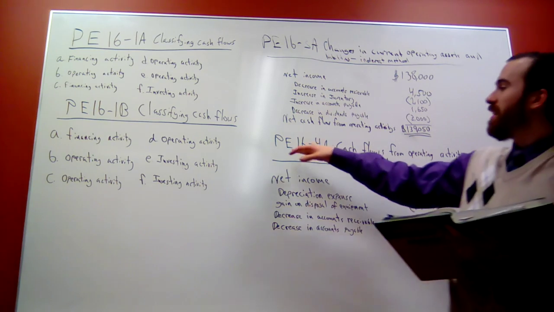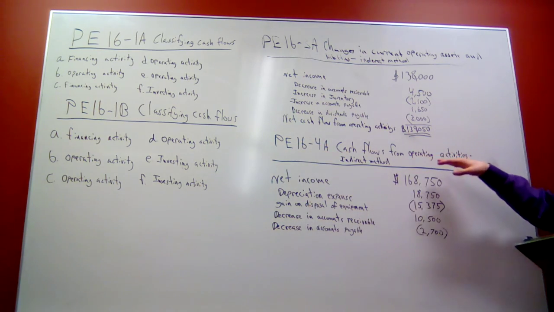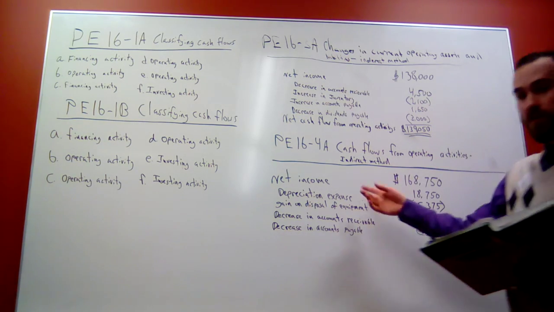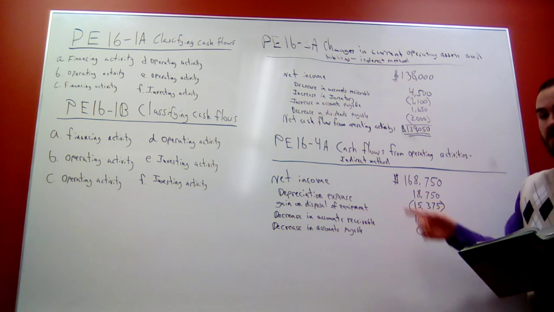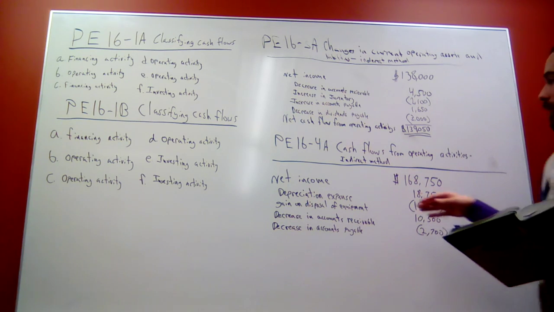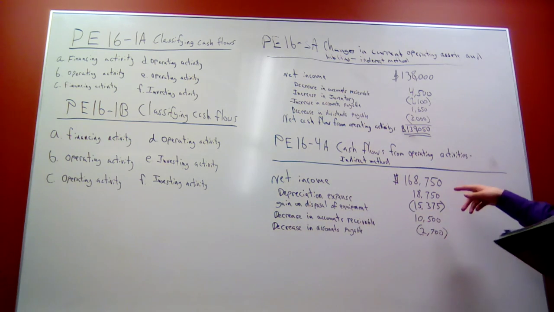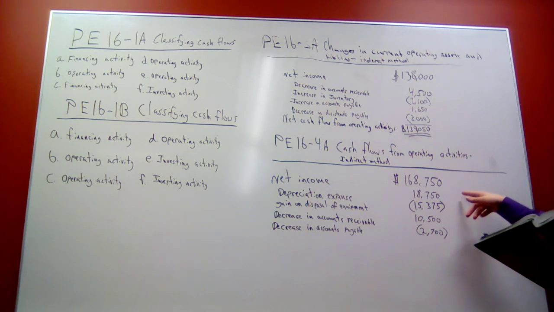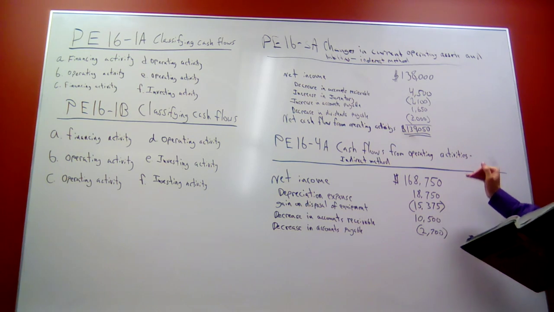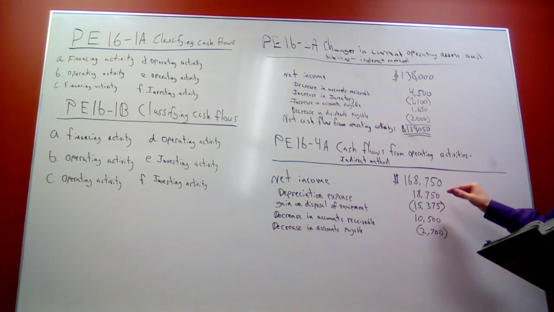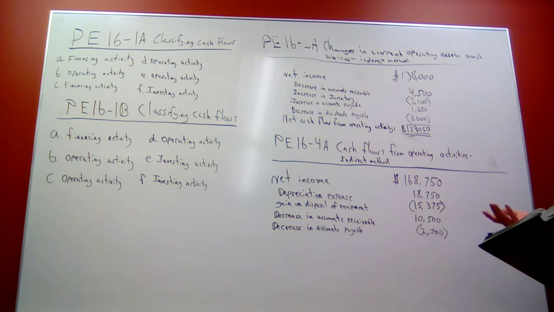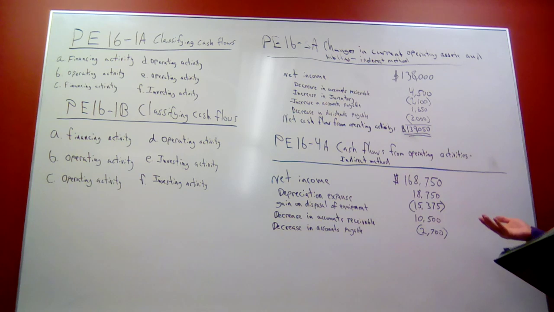Okay, next one, PE 16.4A, cash flows from operating activities, indirect method. So we start with net income, $168,750. Depreciation expense, we had $18,750 of depreciation expense. We add that. Always add your depreciation back into your net income because it's not cash we're spending. That's how you have to think of depreciation. It's not cash. It's just lowering our income.